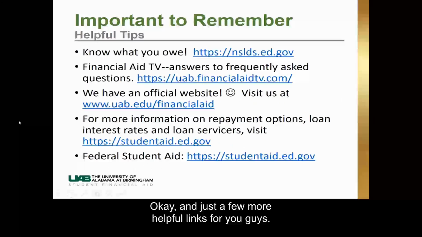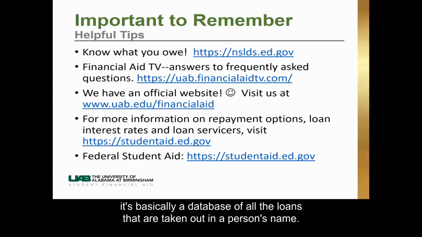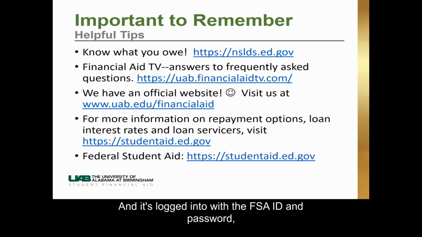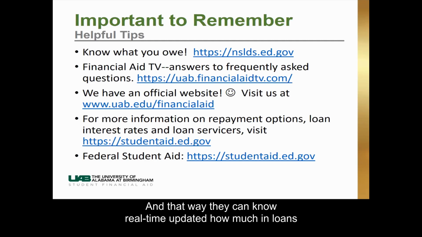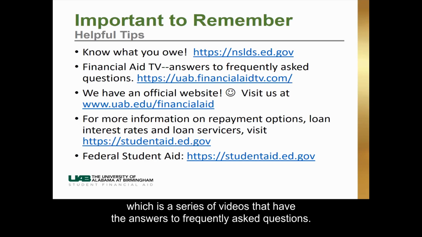Okay, and just a few more helpful links for you guys. nslds.ed.gov, the first website listed there, is extremely helpful. It's basically a database of all the loans that are taken out in a person's name. Once your student starts borrowing loans, they will be able to see their loan totals on this website, and it's logged into with the FSA ID and password the same way as the other government websites. That way they can know real-time updated how much in loans they've borrowed throughout the course of their college career. We also have Financial Aid TV, which is a series of videos that have answers to frequently asked questions.